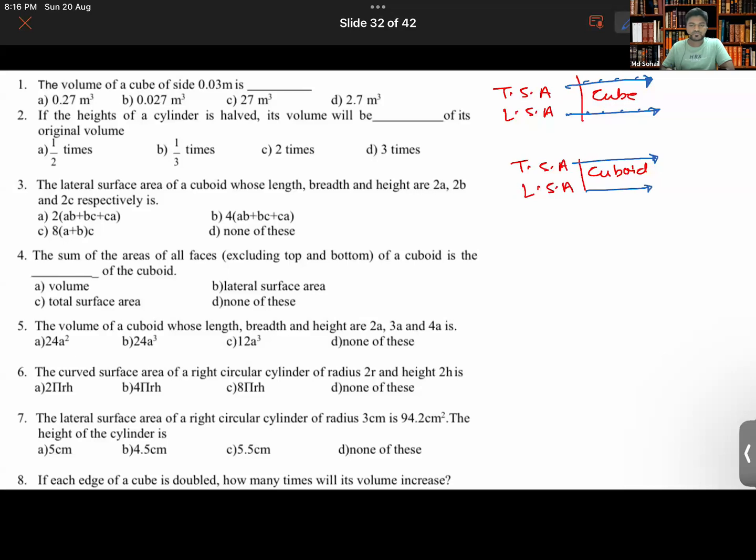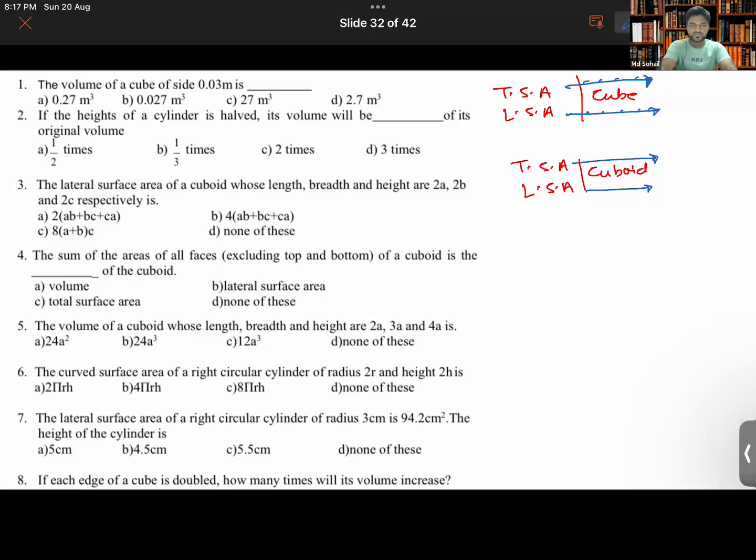Yes, sir. Can you write it in the chat box since my voice is disconnecting every few seconds? Okay, I'm writing it. Sir, I'm saying that the total surface area of a cuboid is 2 into LB plus BH plus HL. Good. And the lateral surface area is 2 into height, L plus B. Good, good. Okay, I'm continuously getting disconnected.